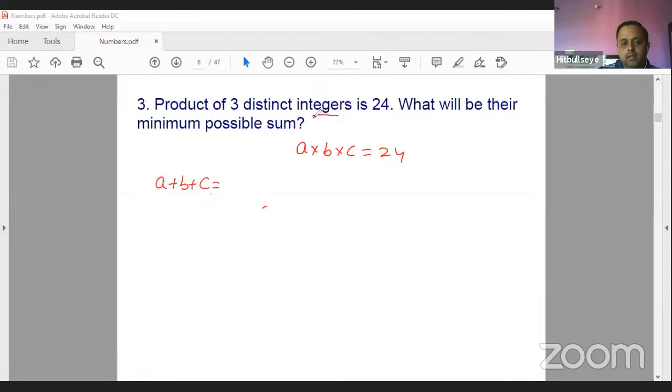Again, the numbers in the question are integers. So you have to take integers into consideration. Integers means you could be taking positive as well as negative integers also. So the product of three distinct integers is 24. What are the possibilities?